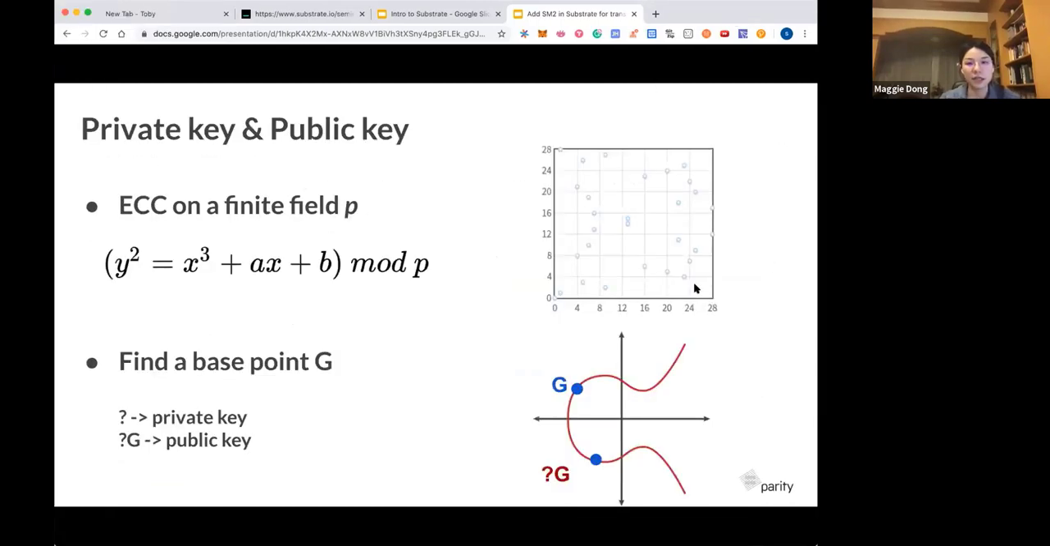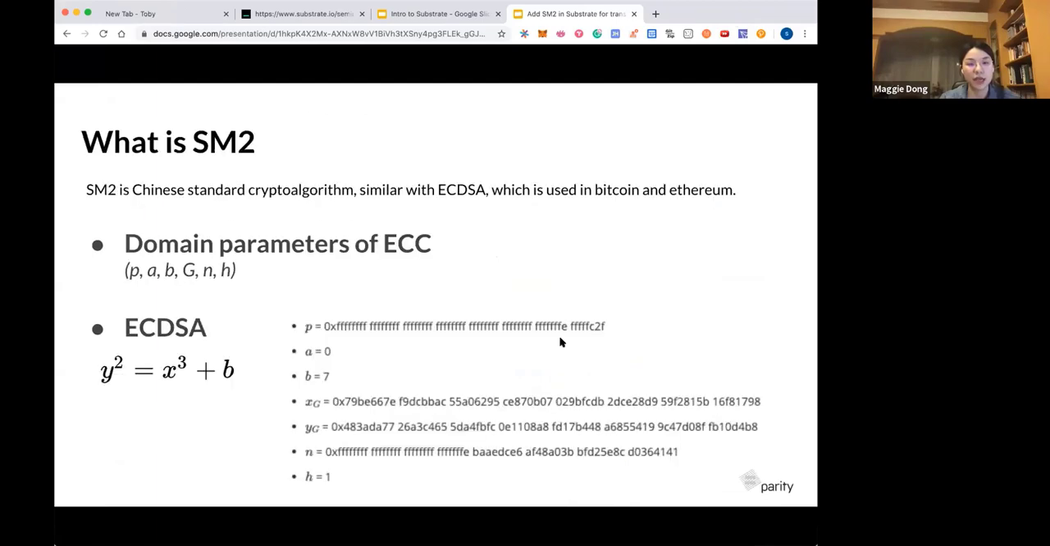Okay, here is the end of the introduction of elliptic curve. We're going to talk about what is SM2. SM2 is short for Chinese Standard Crypto Algorithm. It's very similar to ECDSA, which is commonly used in Bitcoin and Ethereum.